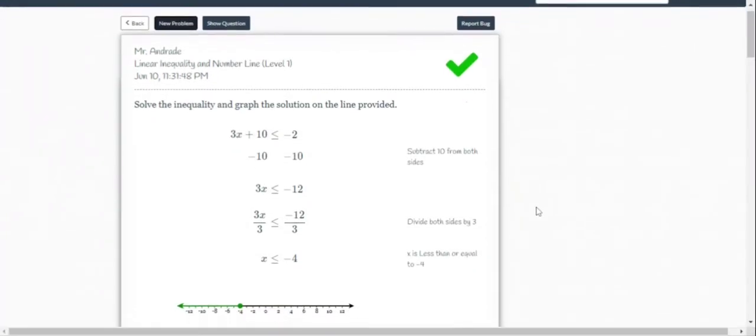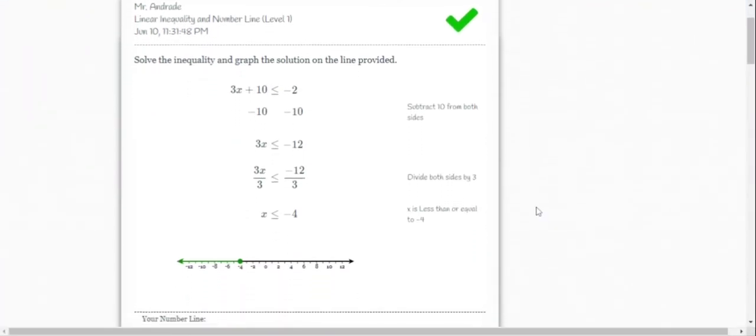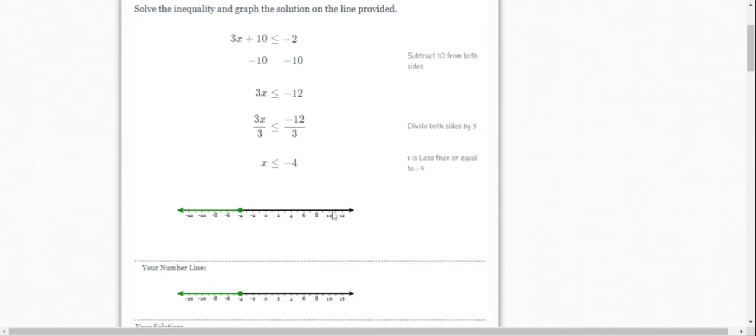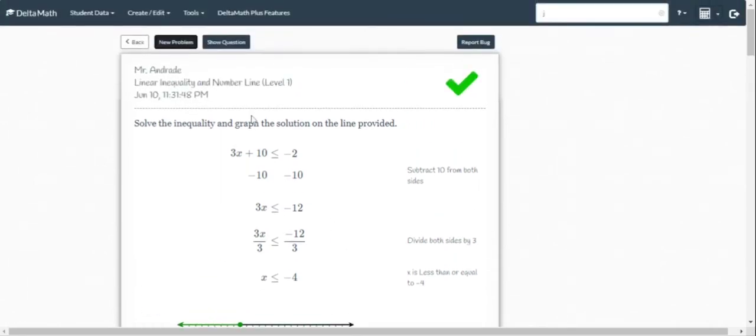All right, there we have it. So this is to show you the steps. We are subtracting the 10 on both sides first. So now we end up with 3x is less than or equal to negative 12. And then we're going to divide both sides by 3 to get the x by itself. So we end up with negative 12 divided by 3. And so that means x is less than or equal to negative 4. Let's do one more.